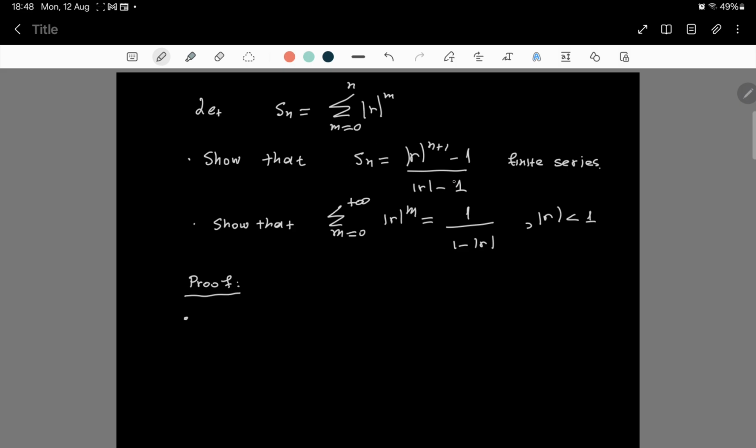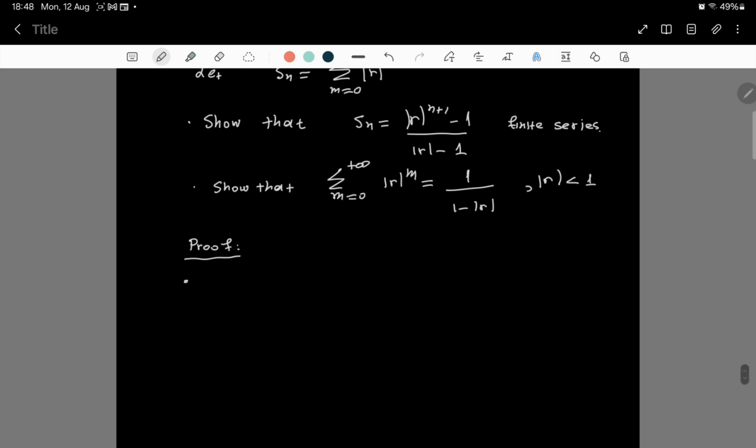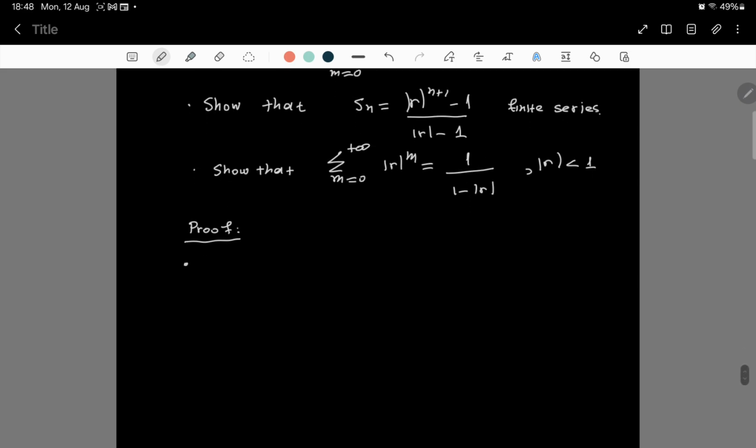We can find an explicit formula for the truncated series in the first bullet, and in the second bullet we will show that when we have an infinite series, we can explicitly calculate it by this formula, where the absolute value of r should be strictly less than 1. Let's derive the first result.